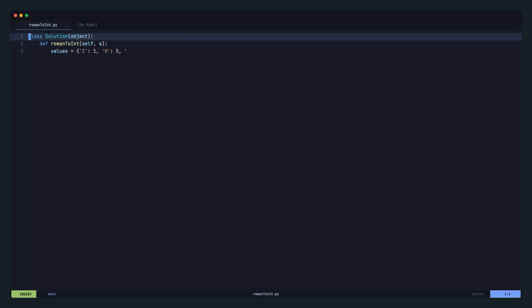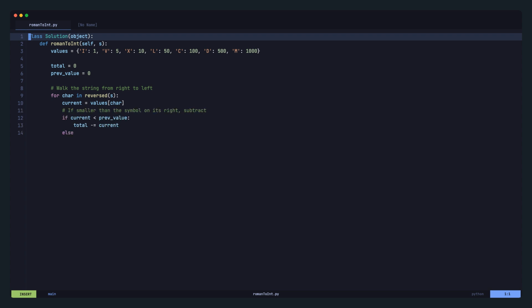The values table is just a dictionary. We track the running total and the previous symbol's value. Walk the string in reverse. Each step, look up the current symbol in the table to get its number. Now the rule. If it's smaller than what came after it, subtract. Otherwise add. Then remember it for the next step. Once every symbol's been visited, hand back the running total.